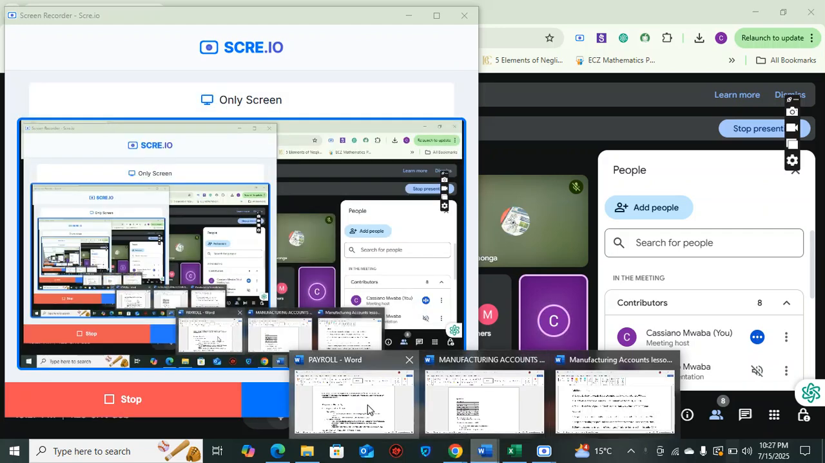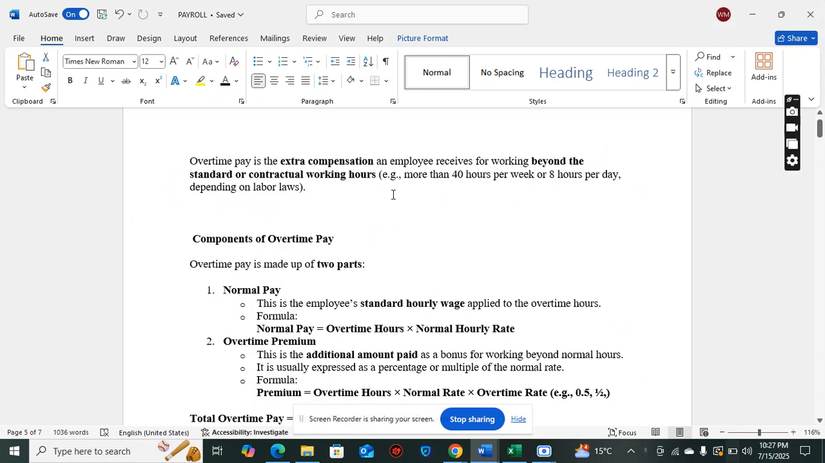Okay, so we're looking at accounting for wages. First item we're going to look at is overtime, right? We all know what overtime is. When you work extra hours than your usual hours, you need to be compensated for those extra hours you worked, all right? And that is your overtime.